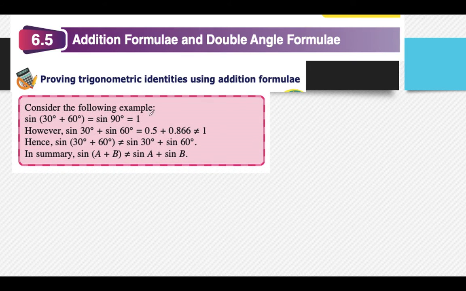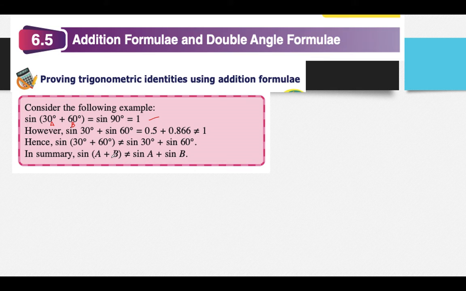Now, consider the following example. Sine of 30 plus 60. So this is A, this is B, A plus B. Inside here is 90, so sine 90 calculated equals 1. But if you separate it, like algebra, sine 30 plus sine 60, this is 0.5, this is 0.866, it does not equal 1. Therefore, sine A plus B does not equal sine A plus sine B.